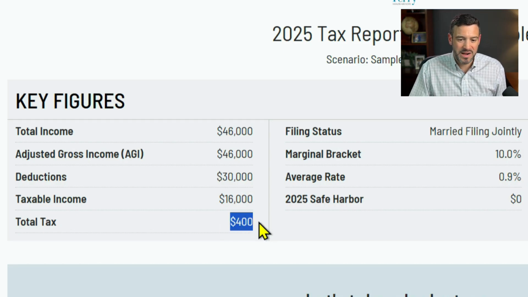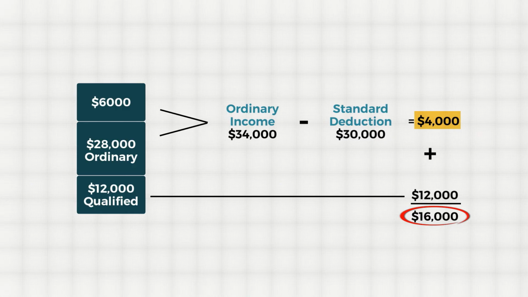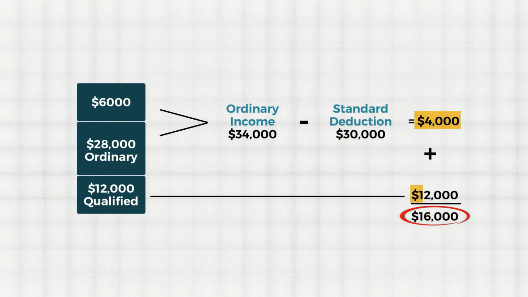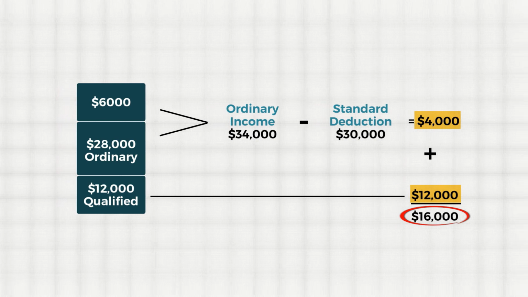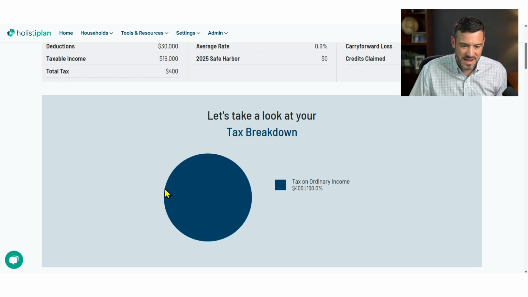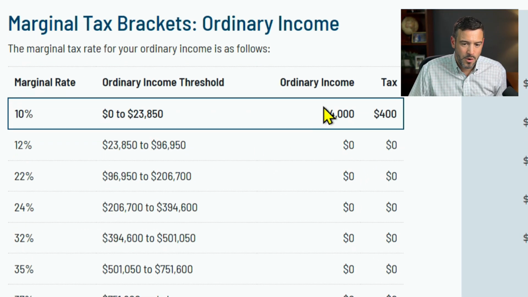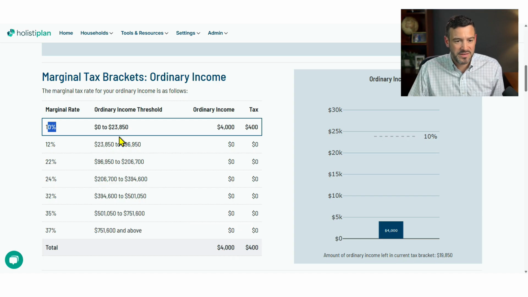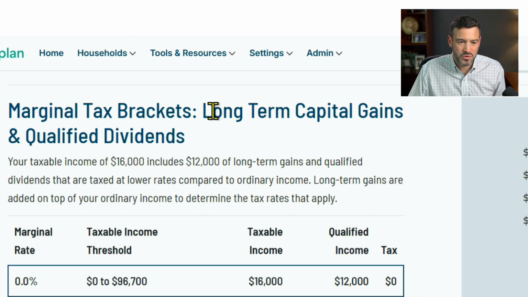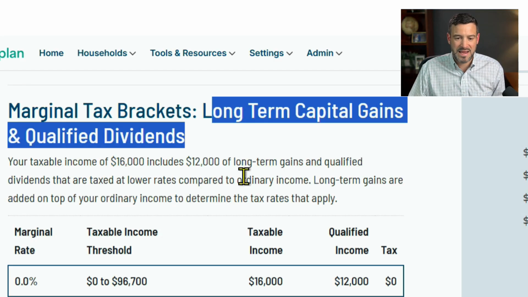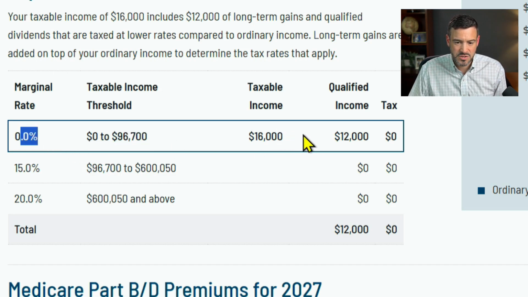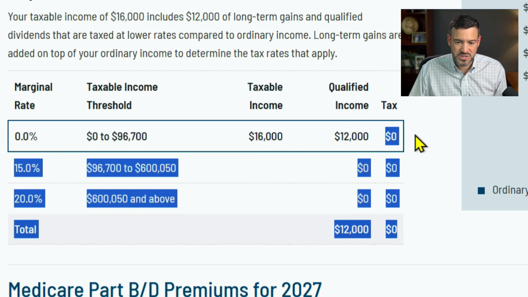So now you might be asking yourself, why did they only pay $400 in taxes? Well, out of that $16,000 of taxable income, a portion of that was qualified dividends, right? So $12,000 of that is going to be qualified dividends. So what happens is that out of that $16,000, only $4,000 of it is taxed at the 10% tax rate. And where did the $12,000 go? It went to these long-term capital gains and qualified dividend bracket. So in this bracket, you can make up to $96,000, $97,000 and pay 0% taxes. So that $12,000 had a 0% tax break.